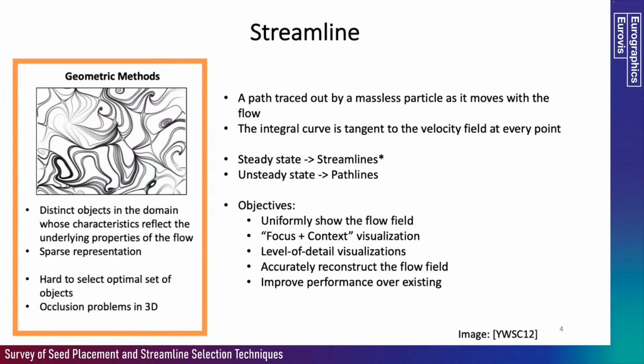When a steady-state vector field is considered, the integral curves are called streamlines. When an unsteady or time-varying vector field is considered, the integral curves are called pathlines. Now it's worth mentioning that the majority of work that has been done is for streamlines, since a steady-state vector field is typically more practical to study than an unsteady-state vector field, while also still providing valuable insight.